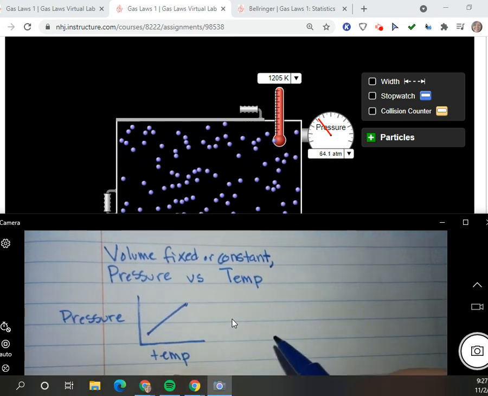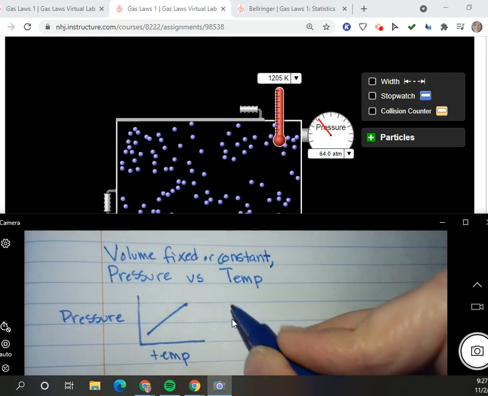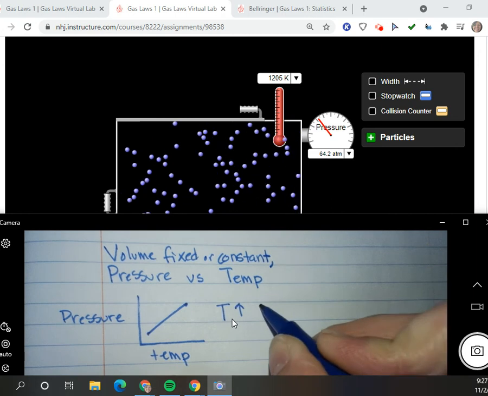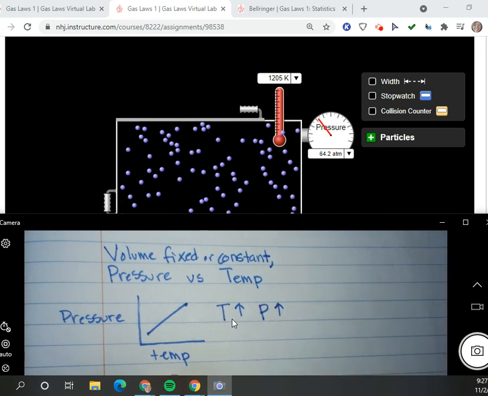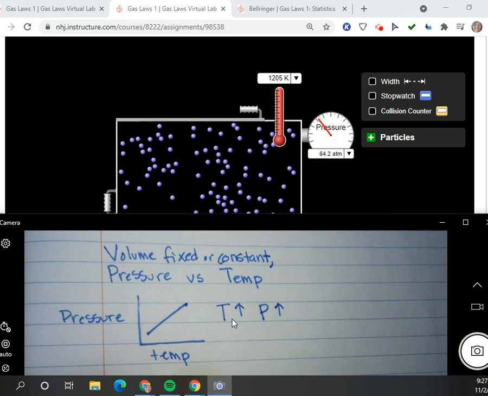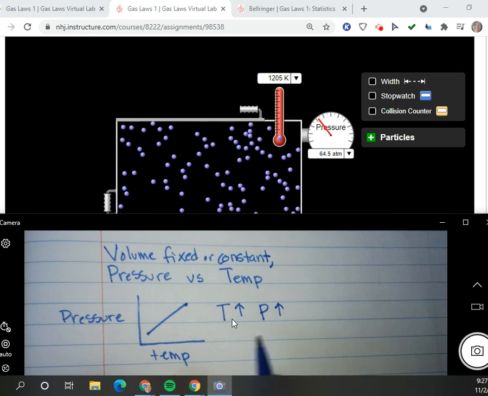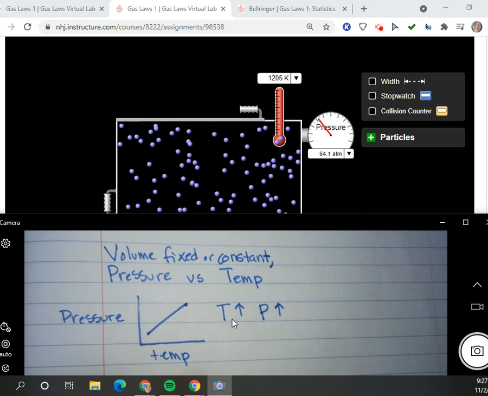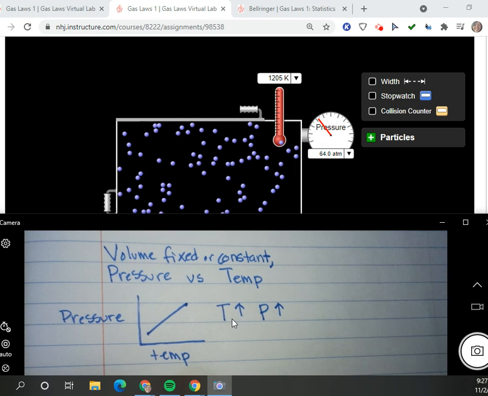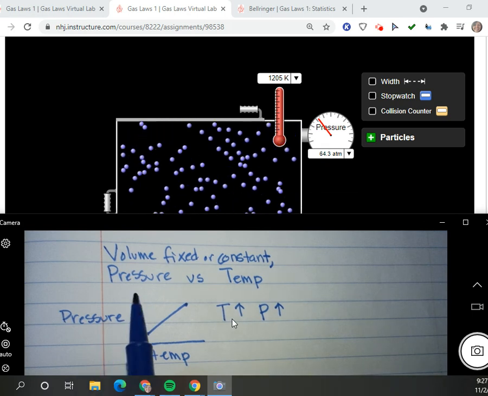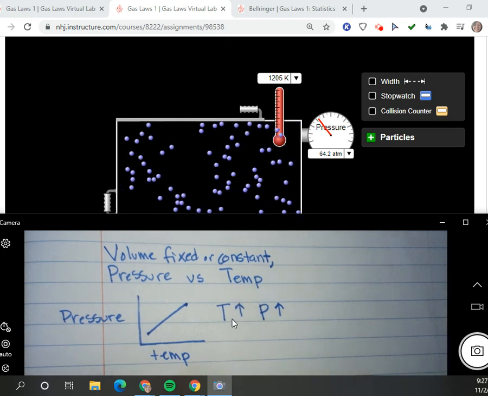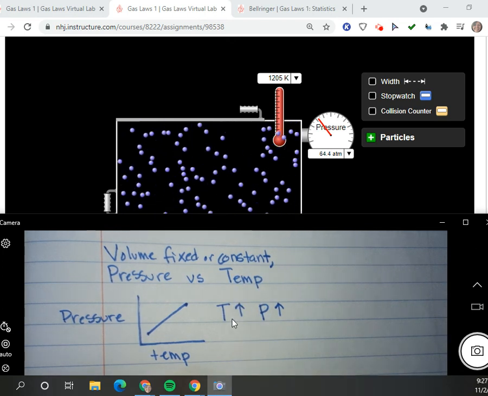So we could even just shorten this and write temperature goes up, pressure goes up. Okay, so this is a direct relationship. They do the same thing. And so that's question 2. If you're answering in your text entry, what happens when we compare pressure and temperature? When temperature goes up, what happens to pressure? It also goes up.